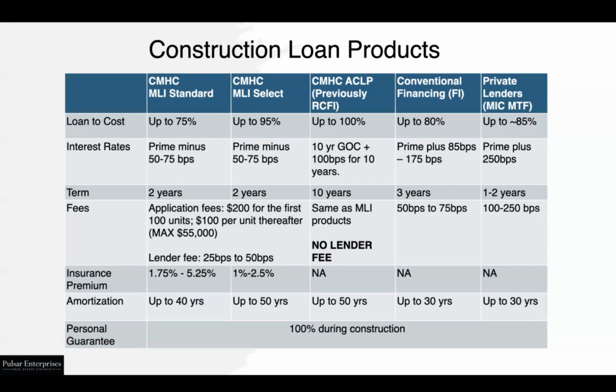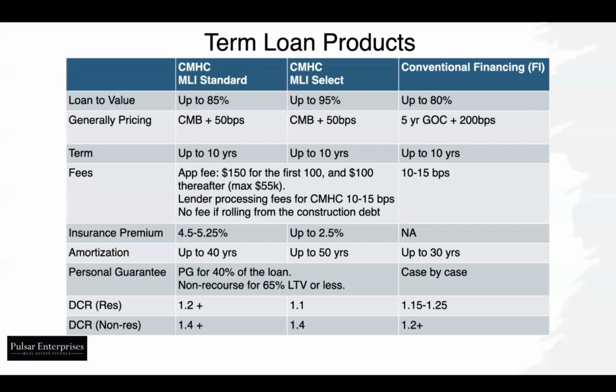Now, we're done with construction and we're ready for stabilization. So it's time for us to get a term loan. And as you can see, we now only have 3 columns, 3 options. The ACLP RCFI program is now gone, and so is private. Because the ACLP program gives you 10 years to construct to stabilize, so you don't need a separate takeout loan.